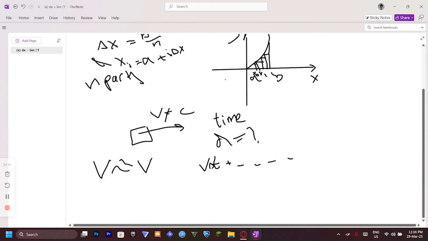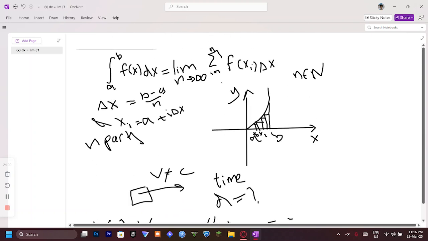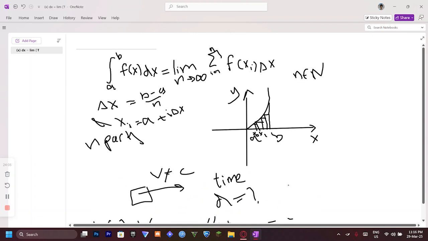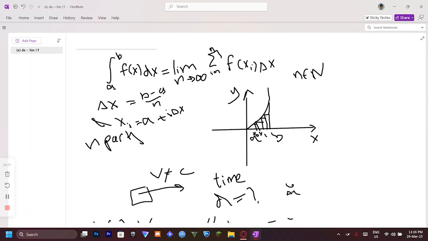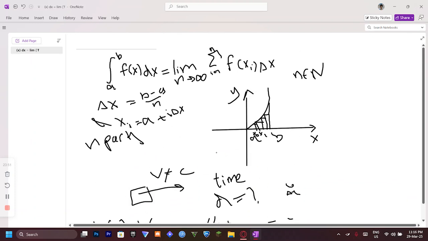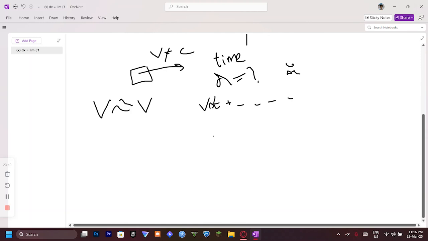You take your value of v at this specific position, you let a little bit of time pass, call it delta t, and you multiply them. You find that small distance, and you keep adding that up. So it's the process of adding up products, and this is very useful.